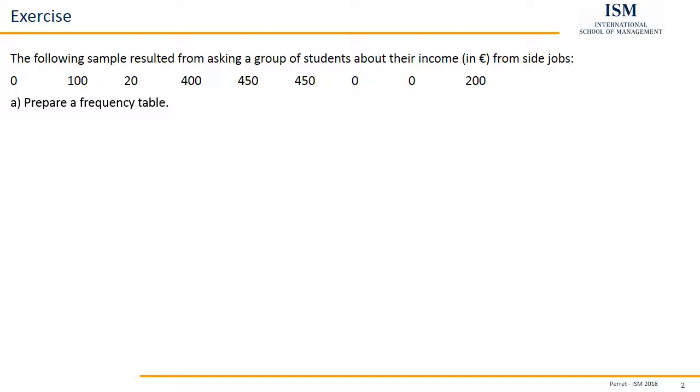The following sample resulted from asking a group of students about their income in euros from side jobs. What should we do with this? First off, prepare a frequency table. Second, calculate the mode, calculate the median, and finally calculate the arithmetic mean. Well, let's work our way part after part through this.